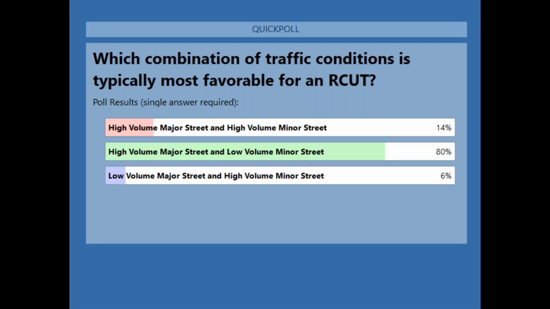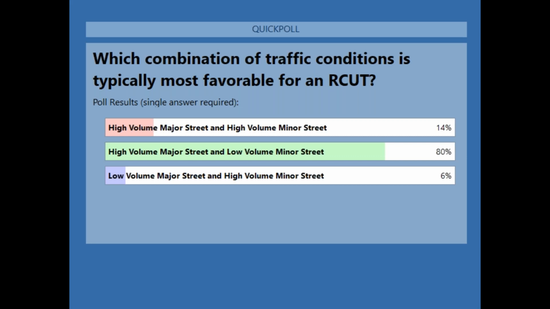We have 80% that voted for high volume major street and low volume minor street. We have 14% vote for high volume major street and high volume minor street, and 6% voted for low volume major street and high volume minor street. All right, very good. Thanks, Paula.